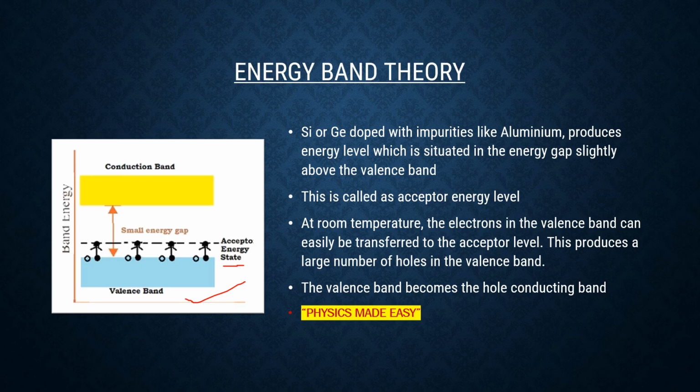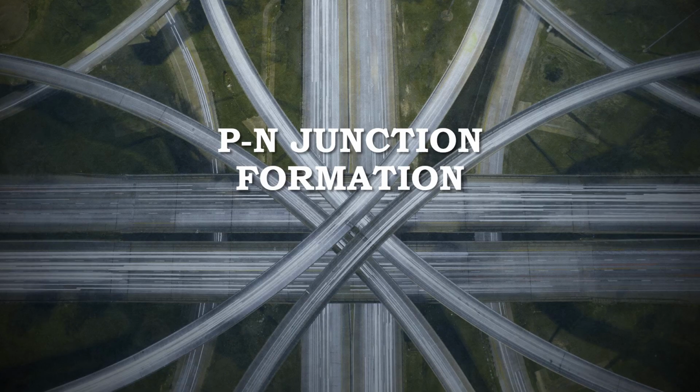At room temperature, the electrons in the valence band can easily be transferred to the acceptor level. So this produces a large number of holes or vacancies. We can see that the holes are shown in circle form, and these holes are created in the valence band. The valence band becomes the hole conducting band, and hence the conductivity improves.